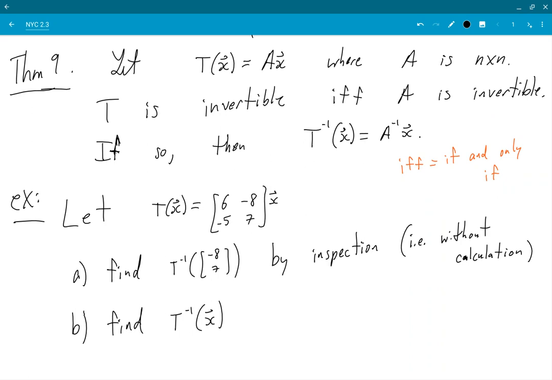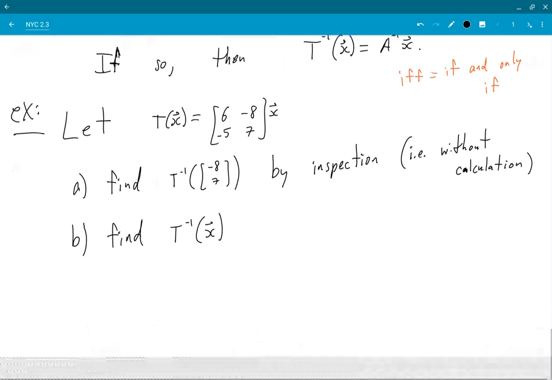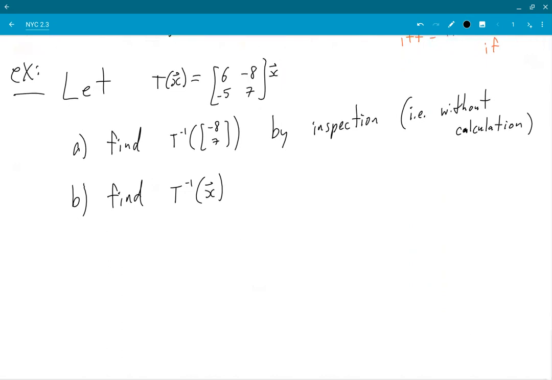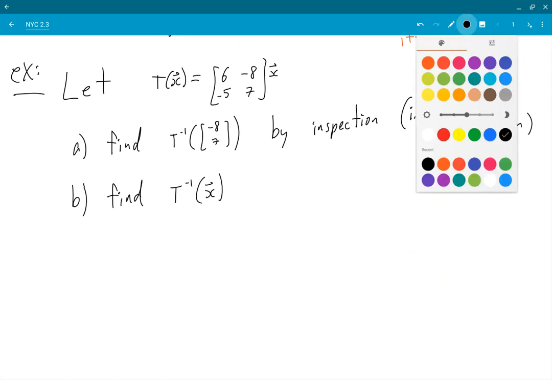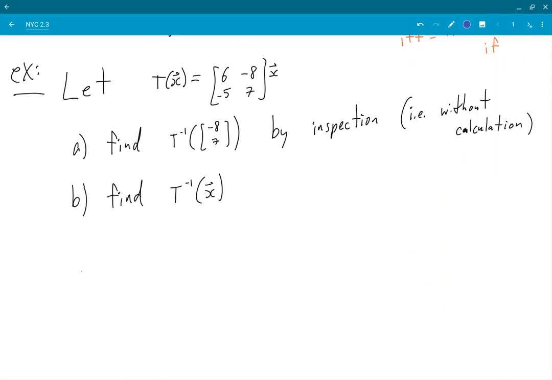T inverse of this column here. Well, and we say do it by inspection. Okay, do it by just looking at it and thinking, but not doing any excessive calculation. Okay, so how do we do that? Well, we've got to remember what is a standard matrix?